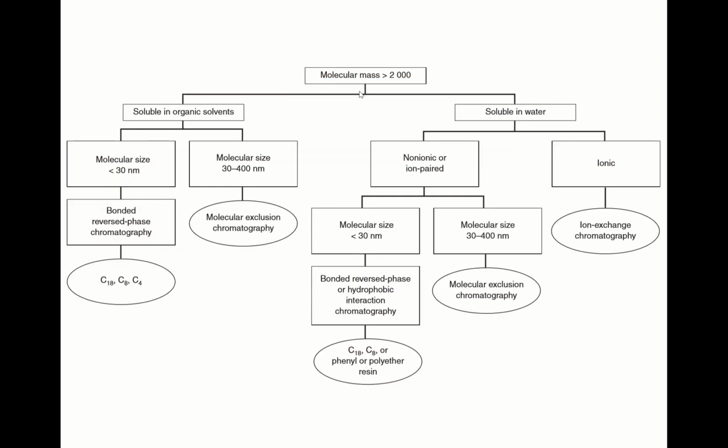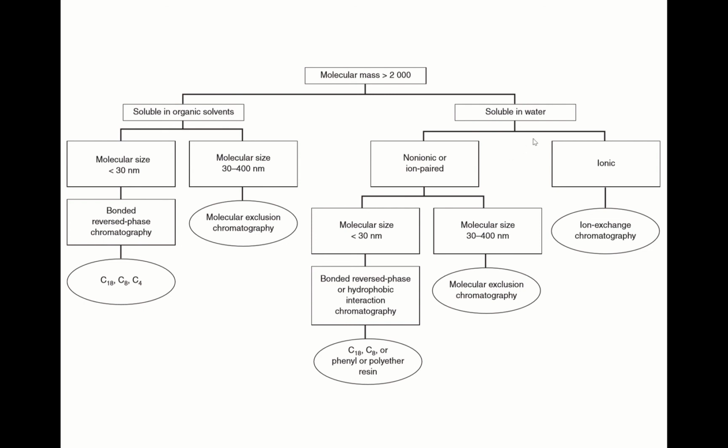But what if the molecular mass is greater than 2000? Then again, first decide whether the solute is soluble in organic solvents or insoluble in water. Since the molecular weight is quite high, molecular size is important. If it is less than 30 nanometers, then bonded reversed phase chromatography is the answer. If the molecular size is between 30 and 400 nanometers, then molecular exclusion chromatography is the choice.